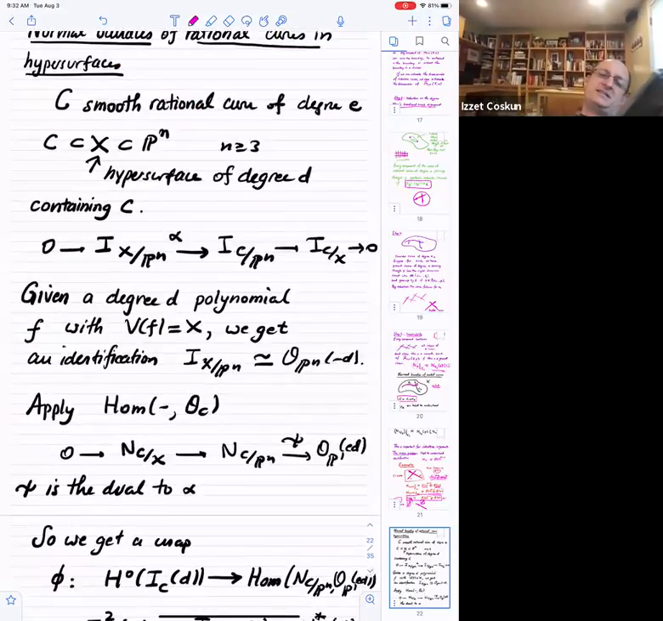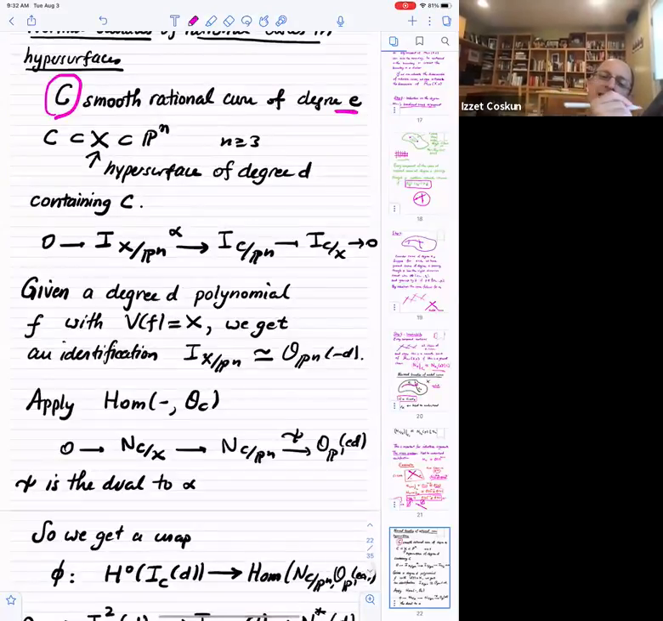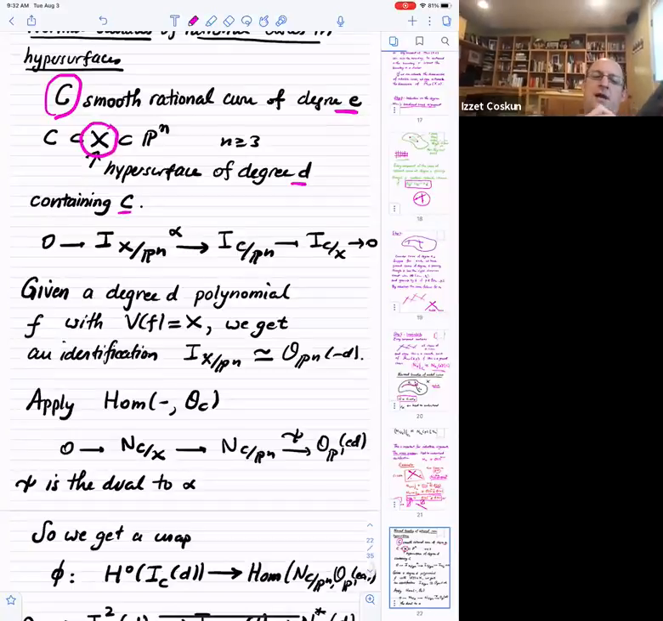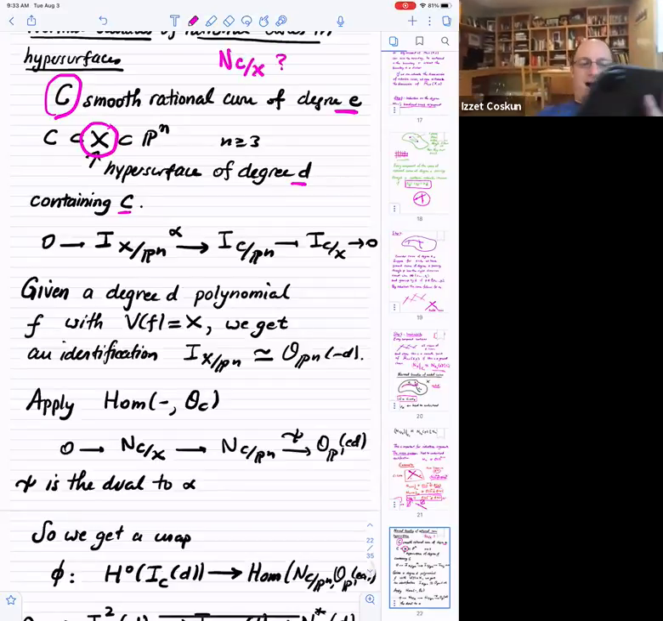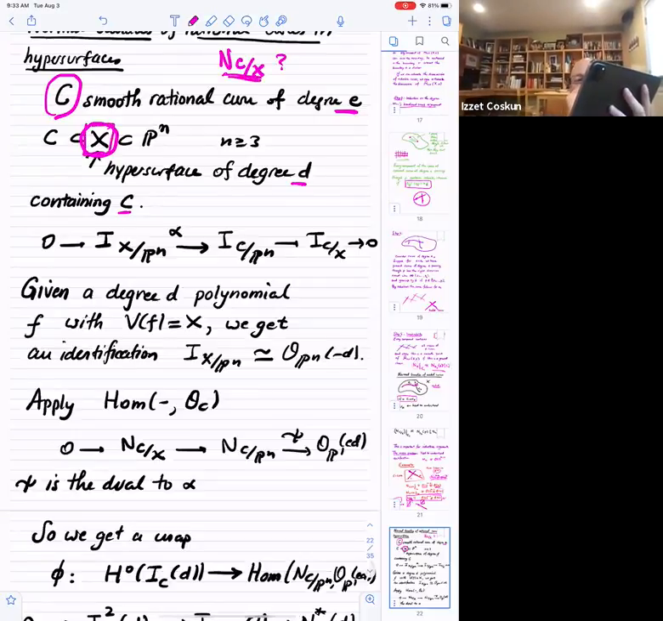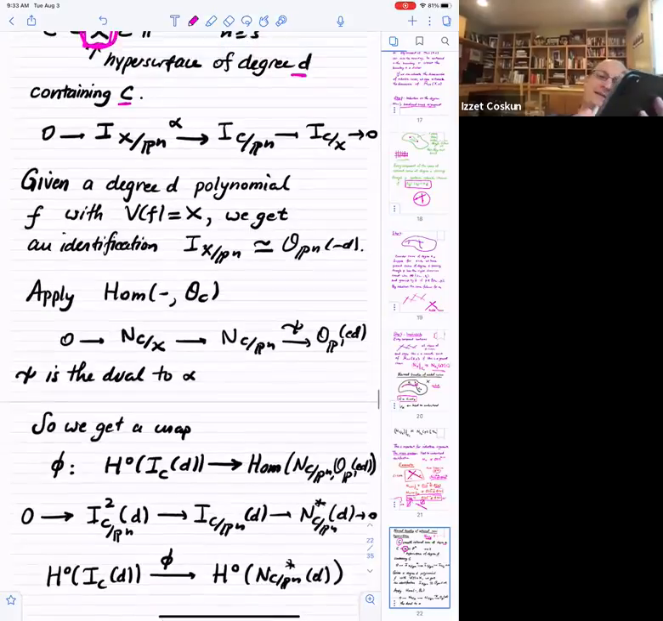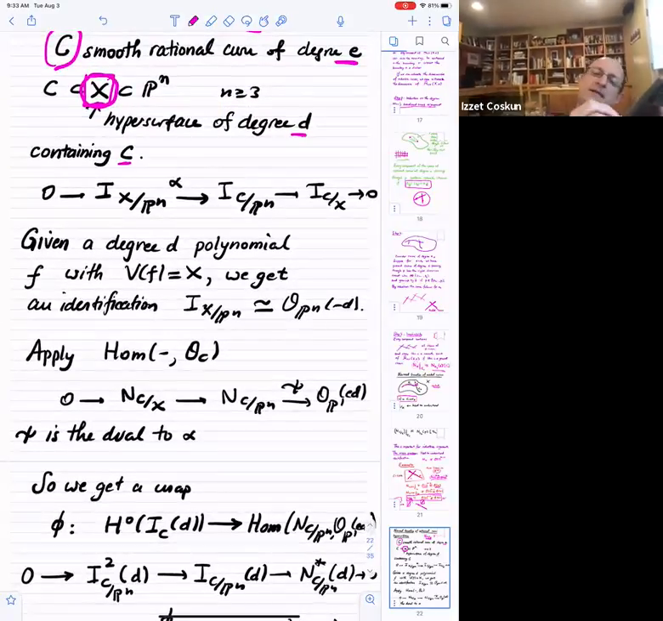So now here is the situation. Suppose that I start with a rational curve of degree e, and let me look at hypersurfaces of degree d containing this curve. What I want to understand is the normal bundle of this curve in X, right? In particular, I want to say that if X is general enough, then this should be balanced, okay? All right, so we can understand this to a certain extent, okay? So here is the situation.